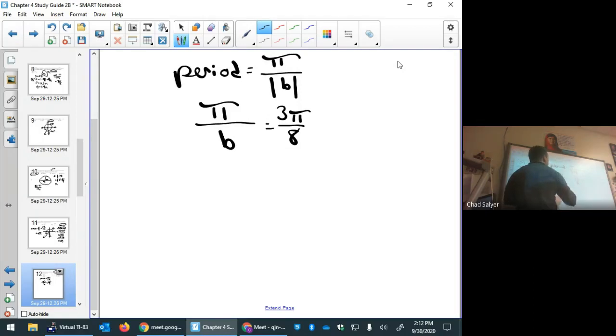So what I can do, to solve this, is cross multiply. So I've got 3 pi b equals 8 pi. Divide pi from each side.